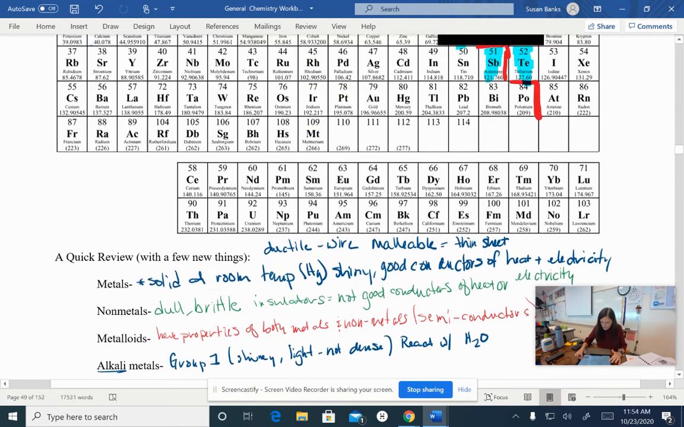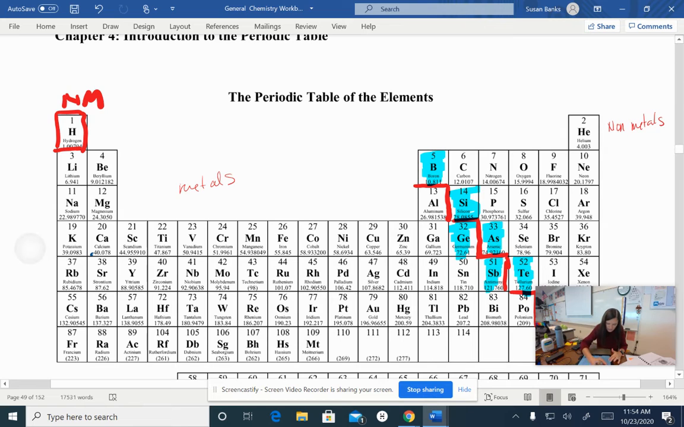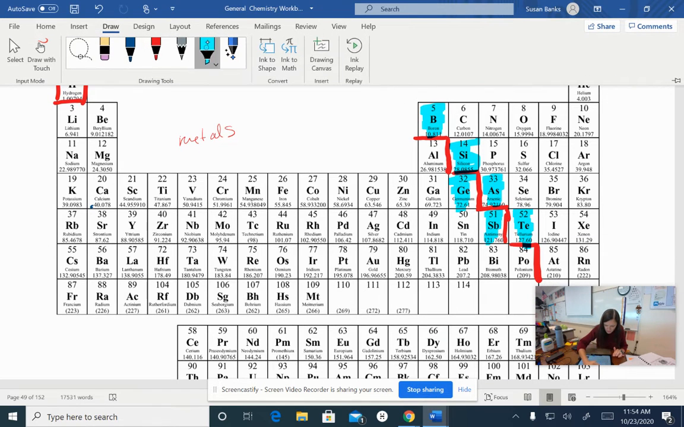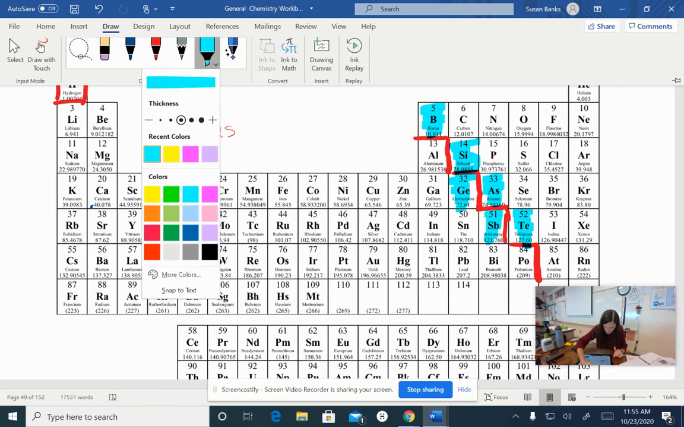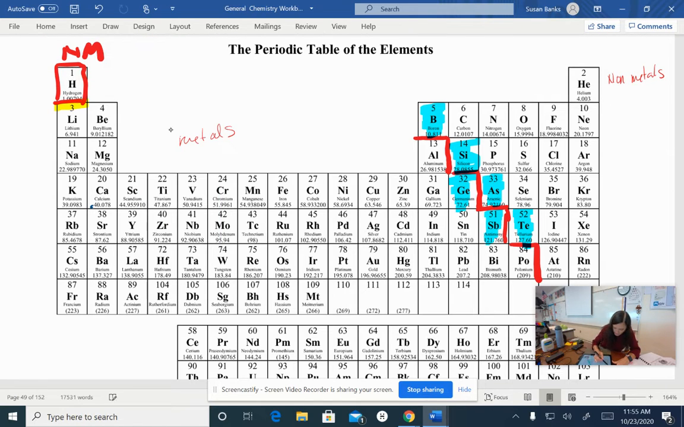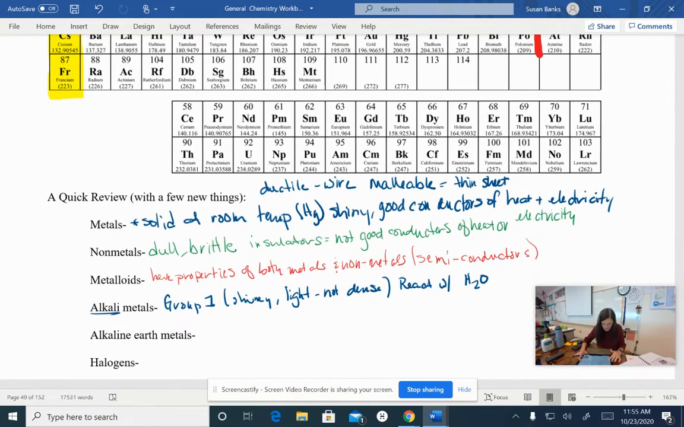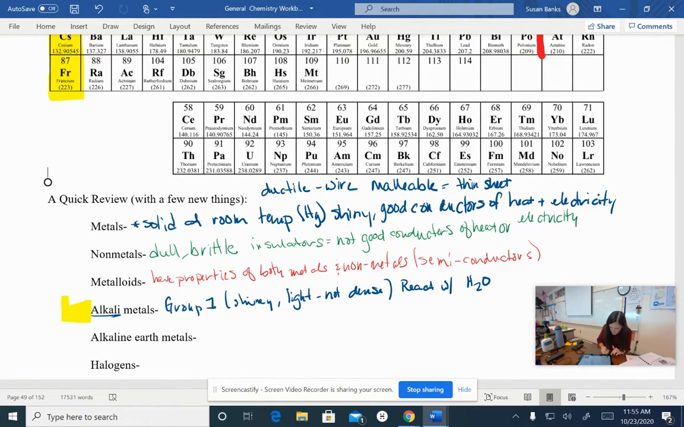So let's highlight that really quick. And let's find a color that we want to use. So let's use yellow. Okay, so our alkali metals, they're group 1. So remember, groups are our columns on the periodic table. So our alkali metals are group 1. So I'm going to highlight that right here, showing that I've made the alkali metals yellow.